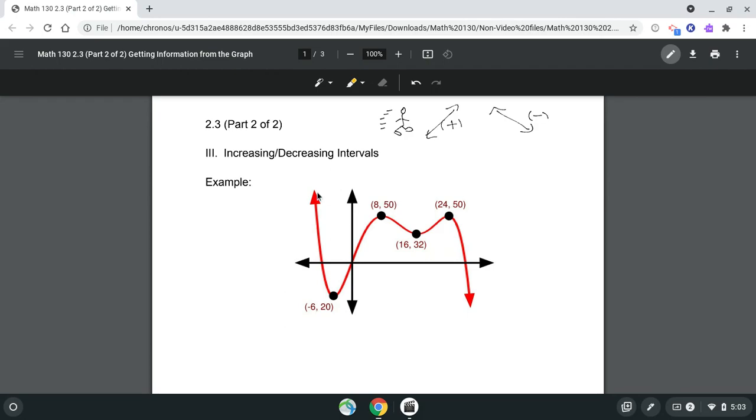So one thing students might get thrown off by is this arrow here. Don't try to ignore that. That just means it goes on forever, right? But we want to know what's happening with the graph as you look at it from left to right, just like the lines. If you're going uphill, that's positive slope. If you're going downhill, that's negative slope.